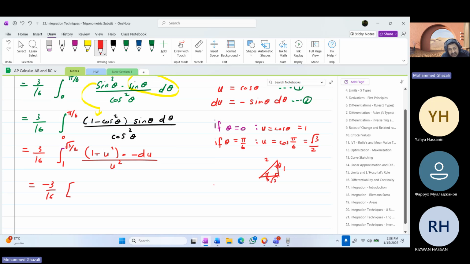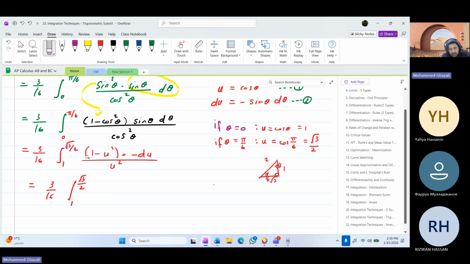Now we need to look at the form of the integration. So you got 1 to root 3 over 2. That's 1 over u squared, which is u to the power negative 2. I'm splitting up like this, guys. Watch here. Right? And like this. So let me write it out for you so you don't forget. No need to take the negative out of the integral, it's fine.